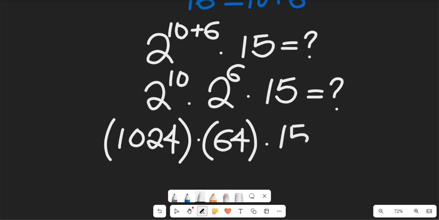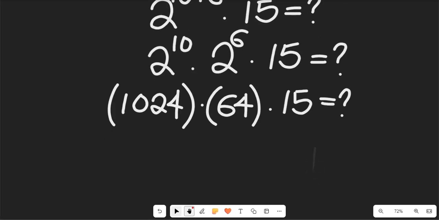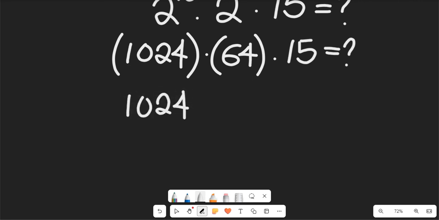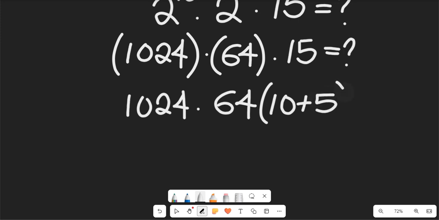multiplied by 15. And this will give me what? So I want to multiply this. In the multiplication, I can still what? I can still simplify. Because if I multiply this, I will now have this. Remember, this is multiplying this. So I will have this to give me 1024 multiplying 64. I want to expand this 64 so as to simplify it. 64 multiplied by 10 plus 5. 10 plus 5 is still 15.